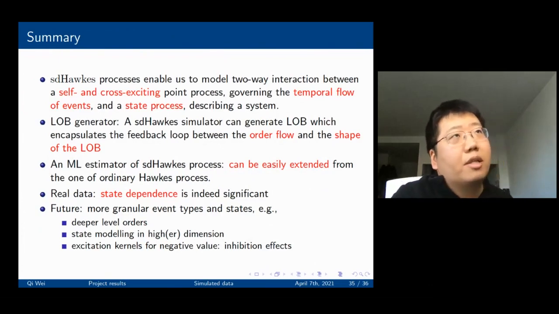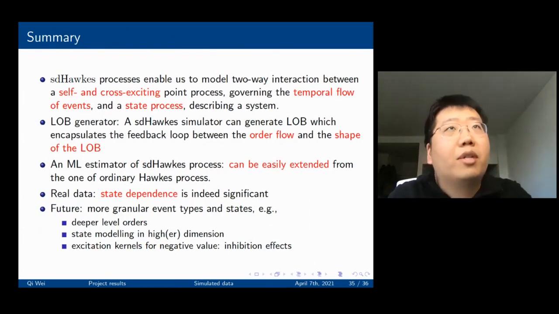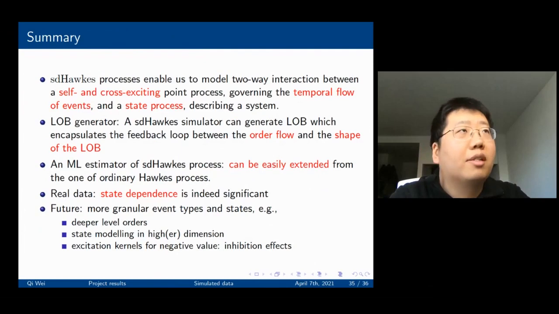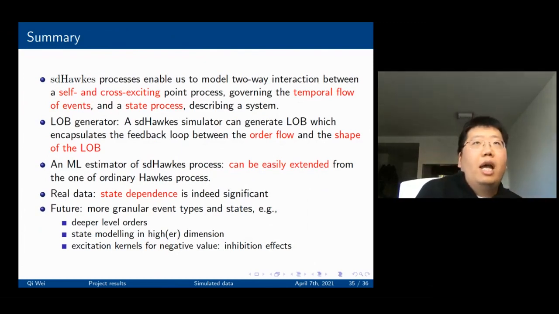The SD-Hawkes process basically enables us to model this two-way interaction between the self- and cross-exciting point process governing the temporal flow of the events, and a state process describing the system. The system is basically the market. The state-dependent Hawkes simulator can generate a limit order book, which encapsulates the feedback loop between the order flow and the shape of the limit order book. This part is more of an interpretation in the financial background.